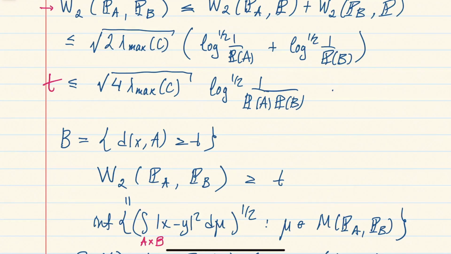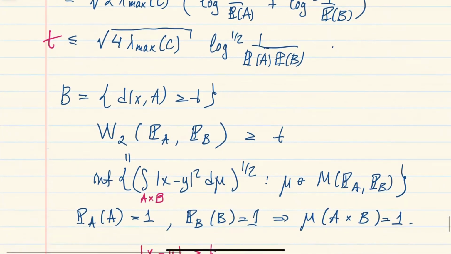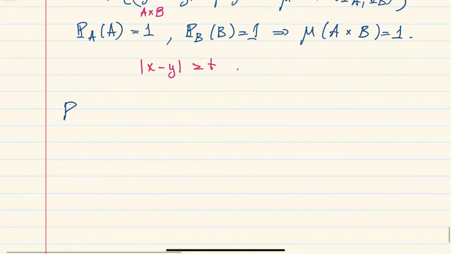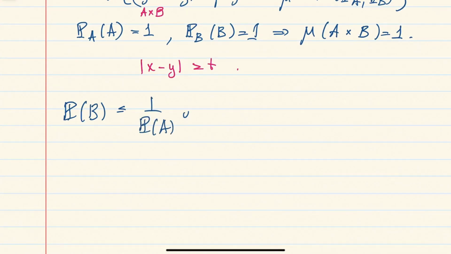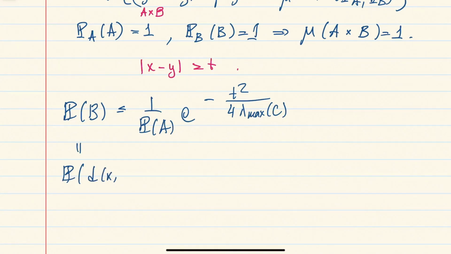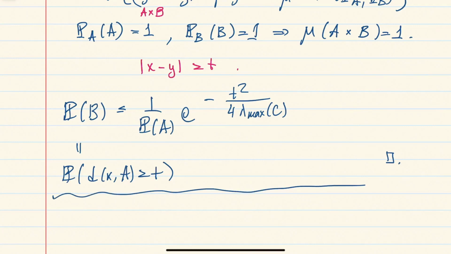So if you just square and take the exponent of both sides, you will get that P of B is less than or equal to 1 over P of A times e to the minus t squared over 4 times the largest eigenvalue of C. Okay, and if you recall the definition of the set B, it was all points at the distance at least t from A. That's exactly what we wanted to prove. Okay, so that finishes the proof of this Gaussian concentration inequality.